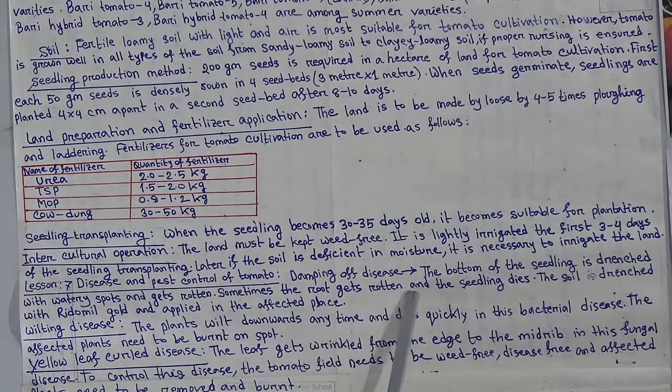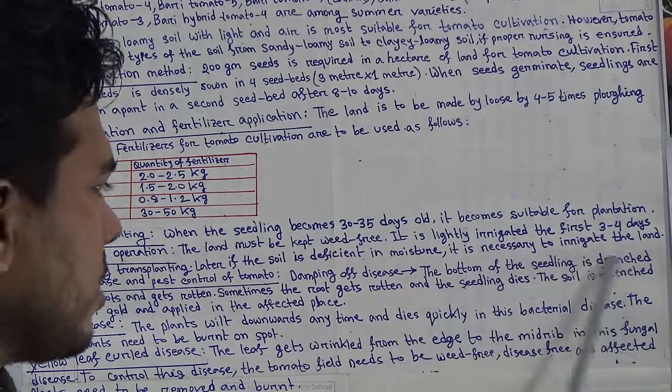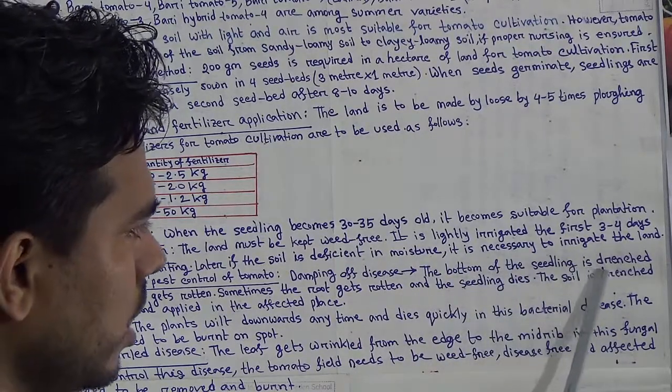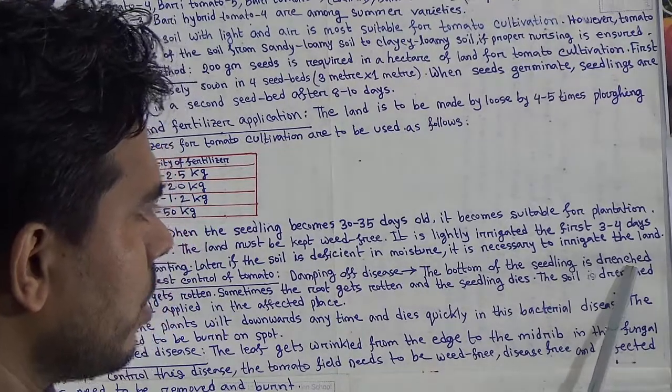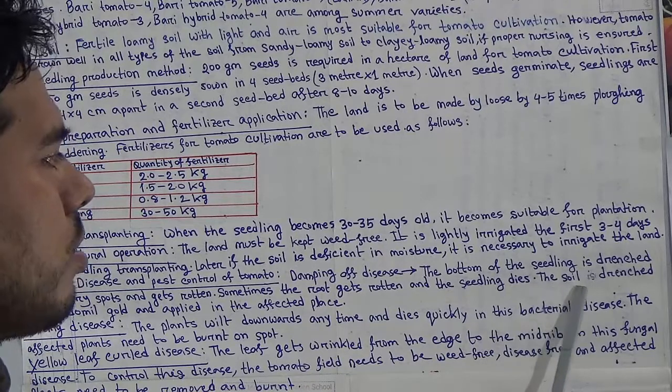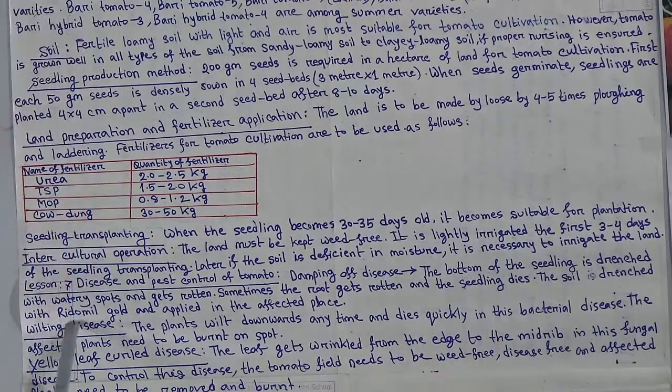Damping off disease. The bottom of the seedling is drenched. The symptom of this disease is that the bottom of the seedling is drenched with water spots and gets rotten. Sometimes the root gets rotten and the seedling dies. The soil is drenched with Ridomil Gold and applied in the affected place.